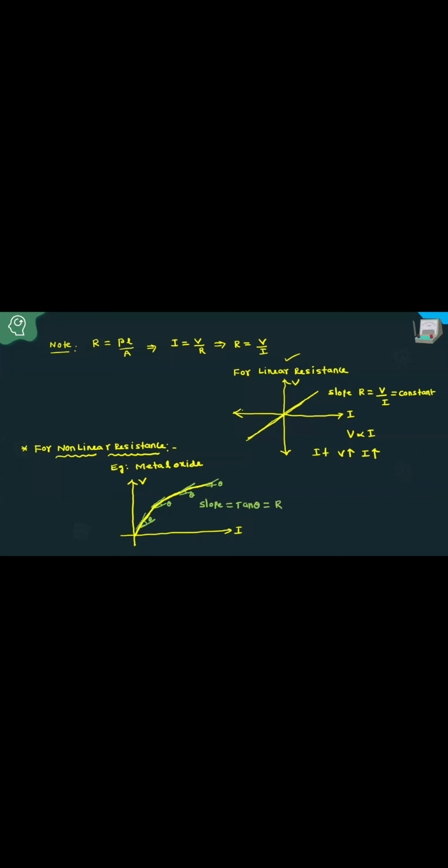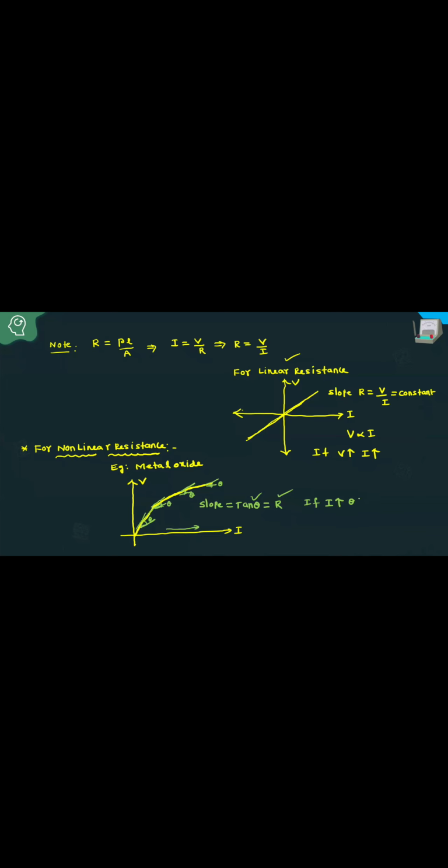Slope gives the resistance, but here the slope is not directly V by I. The slope depends on theta, so tan theta equals R. Now what is your observation? In these characteristics, what about theta? If current is increasing, what about this angle? The slope is reducing; the angle is reducing or not? If I is increasing, what about theta?